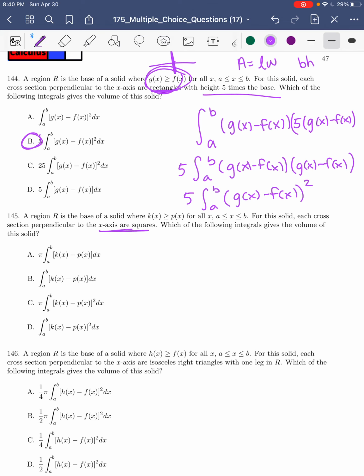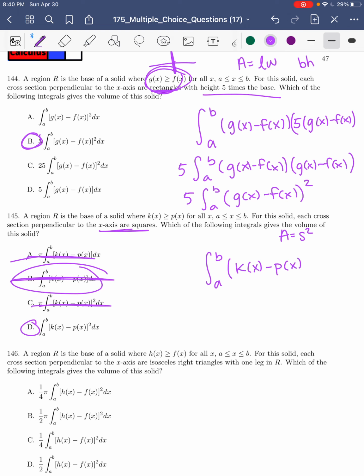This one tells us our cross sections are squares, so we should be thinking area equals side squared. And then right away you can kind of tell what your answer is. There shouldn't be a pi. And then this one doesn't have a squared, so it's not B. The answer is D. But for the same reason, A to B, our base is K of X minus P of X. And we're using our formula for a squared, so we have to square it.